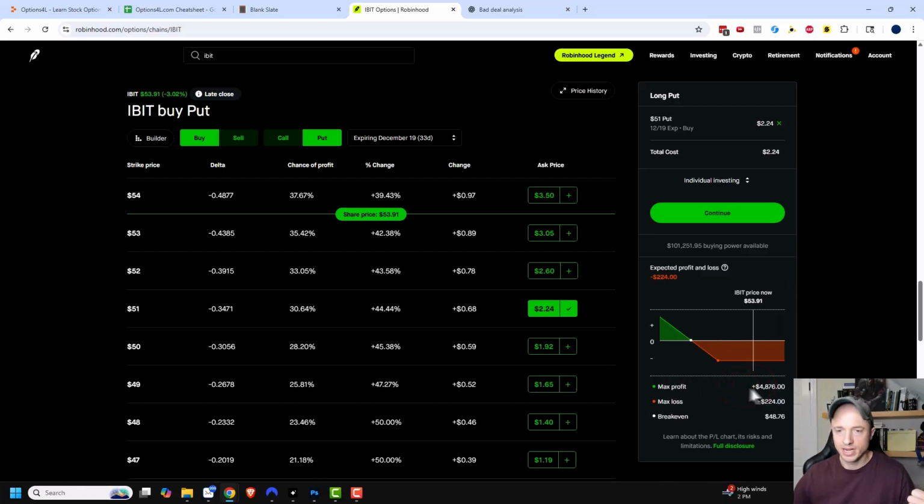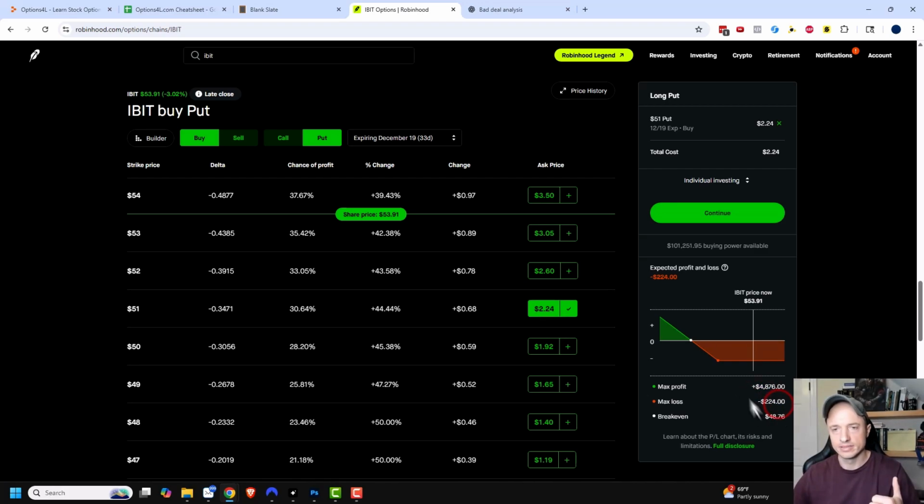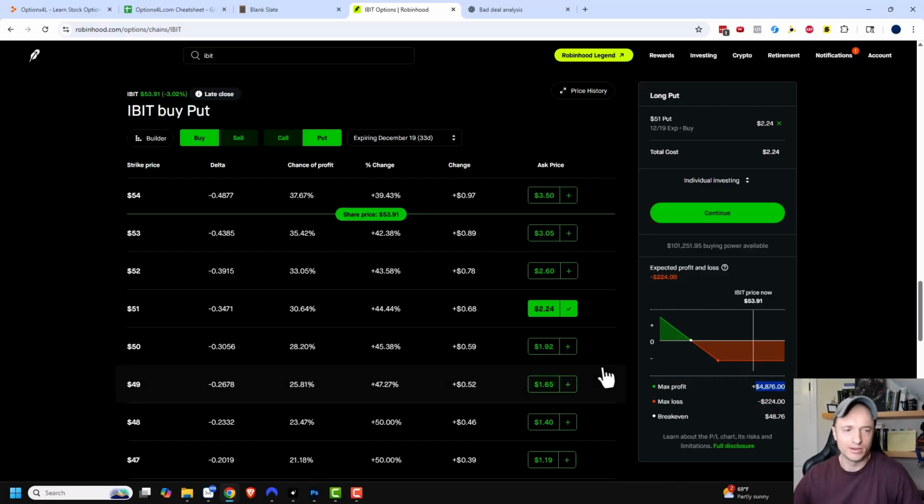And we can see that my max profit is $4,876. That's if IBIT crashes to $0. My max loss is the debit that I'm paying for that put option, which is $224. And I don't want to risk $224. Plus, I don't think that IBIT's going to go to $0 anyway, so why leave it wide open like that? Let's go ahead and lower our maximum loss potential while also decreasing our max profit potential. But again, I don't think IBIT's going to 0 anyway.